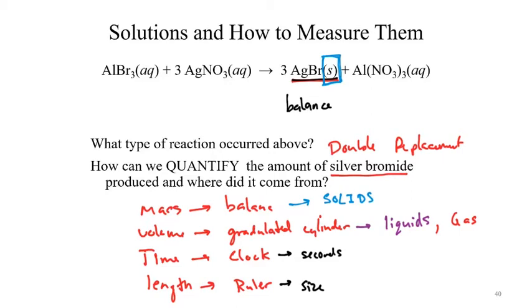Okay, so then the next question, where did it come from? Well, this is hopefully an easy question. This is why we have a chemical reaction. That silver bromide came when I mixed these two things together. Okay, when I mixed the aluminum bromide and the silver nitrate together, that then produced a reaction where silver bromide formed. And that's how I could then weigh the silver bromide.